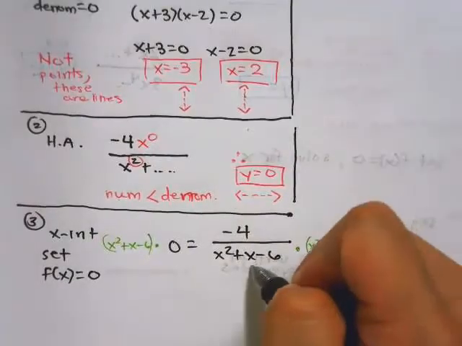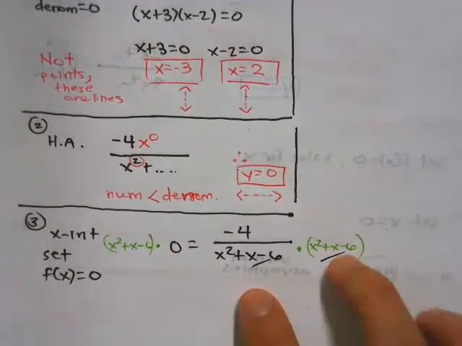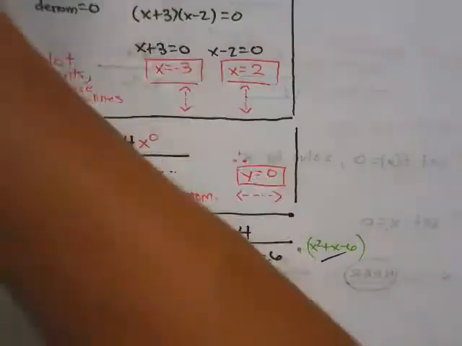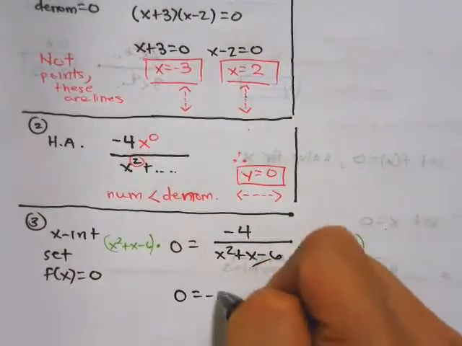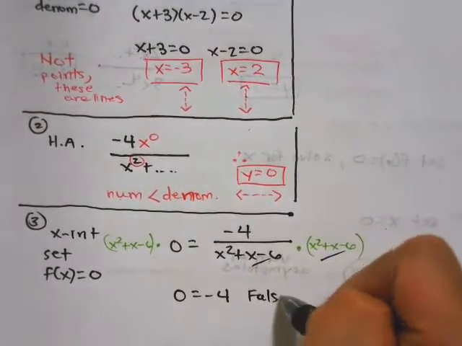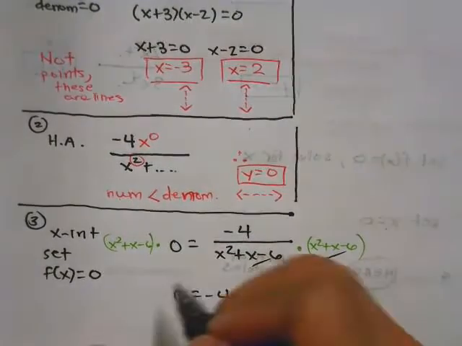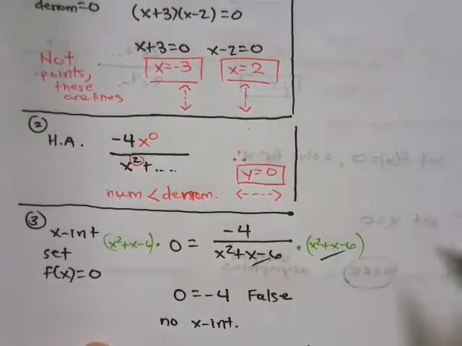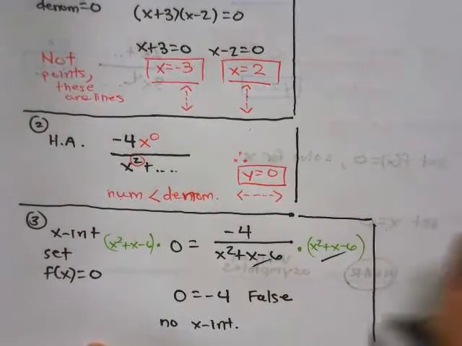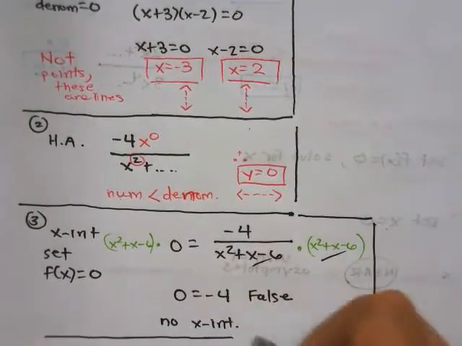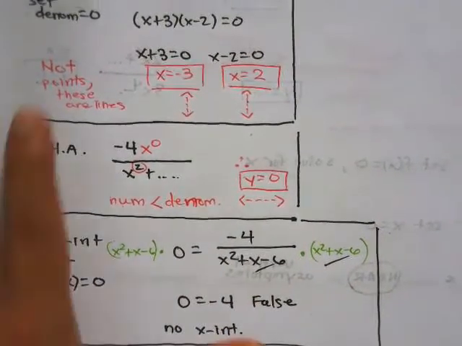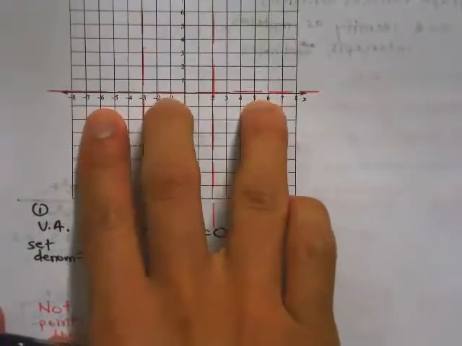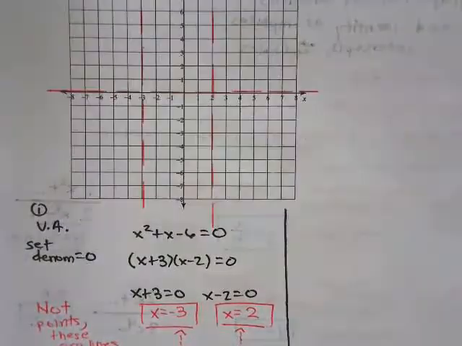I like these because those undo each other, and then the left side is going to be 0. 0 is equal to negative 4. This is false. Okay, so therefore there are no x-intercepts. I hope that makes sense, because, I mean, it doesn't work all the time, but we have a horizontal asymptote at y equals 0.